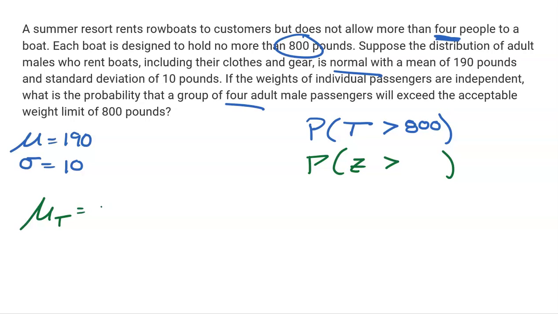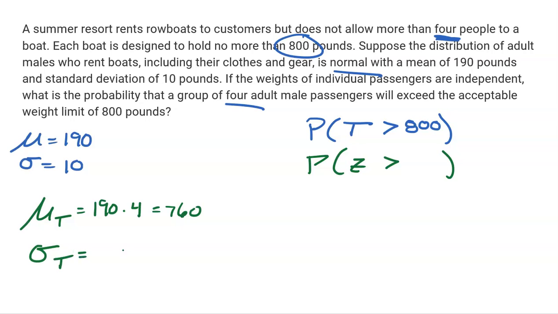Total for 4 men. Well, that would be 190 times 4. 190, 190, 190, 190. 190 times 4. Now notice here I'm using multiplication to simply speed up addition. 190 times 4 is 760 pounds. So 760 pounds is less than 800, so this is why we would expect to not go over the acceptable weight limit, but you never know because it could vary. So what about the standard deviation for the total?